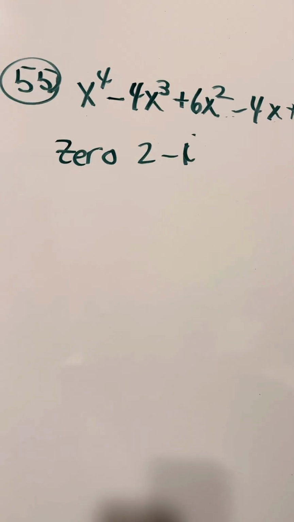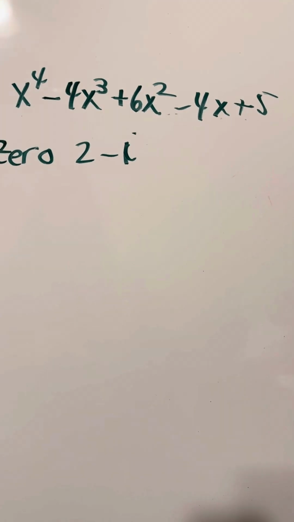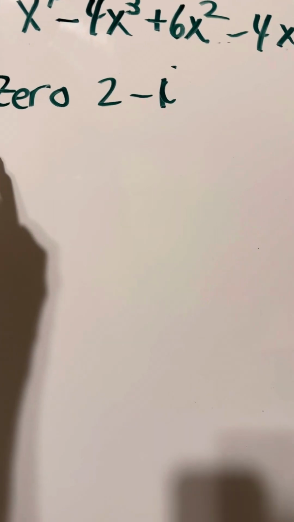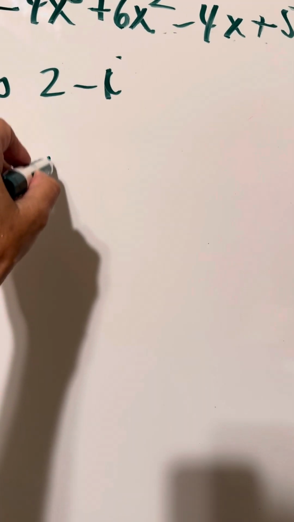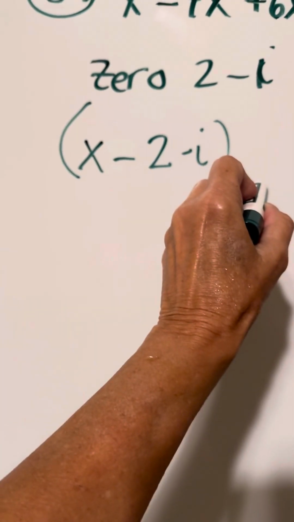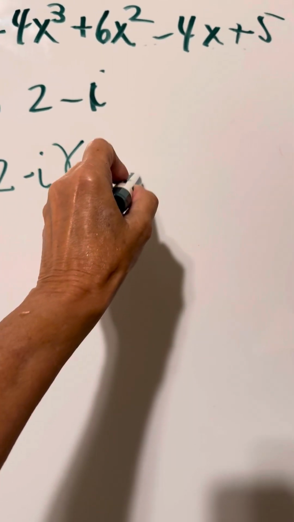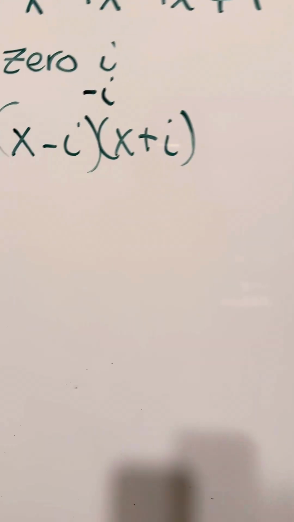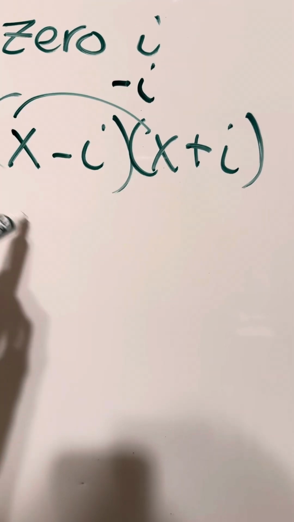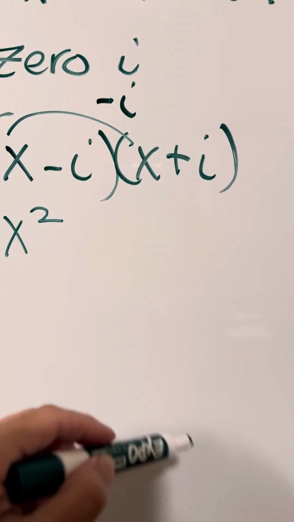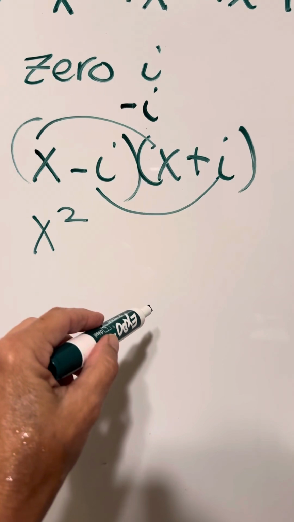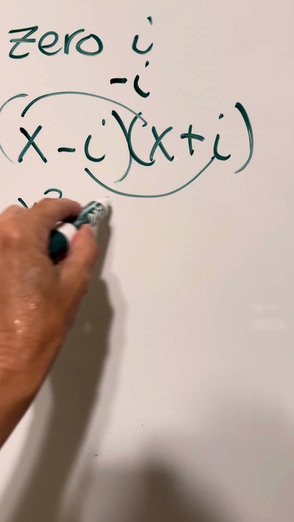Same thing with 55. If you have a 0 of 2 minus i, then you have the conjugate. It's plus and minus. So you have x minus 2 minus i, and you have x minus 2 plus i. All right, so we can multiply these. x squared, they're conjugates, so you just multiply the first and the last. That's minus i squared, which is plus 1.